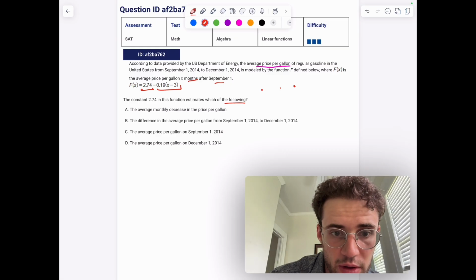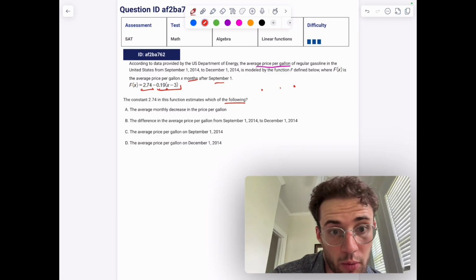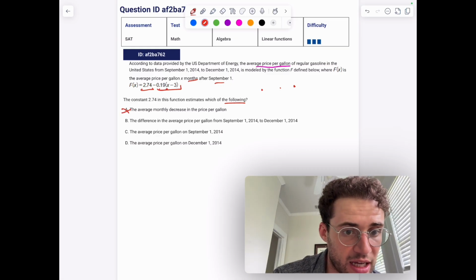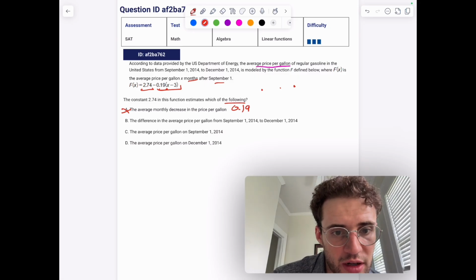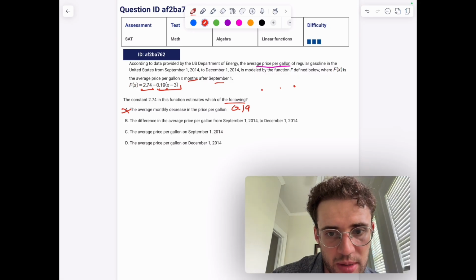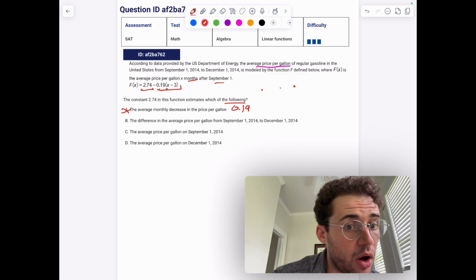The average monthly decrease, no, the decrease is negative, or is 0.19. It's going down by 0.19. That's why it's negative there. And I'll just write what that should be. The difference in the average price per gallon from September 1st, 2014 to December 1st, 2014. No, not necessarily.